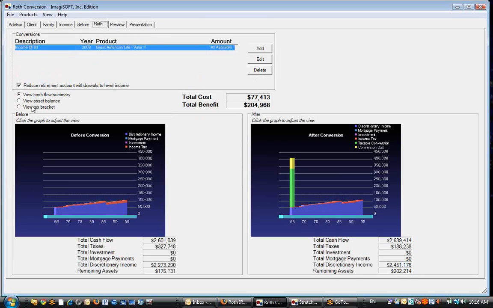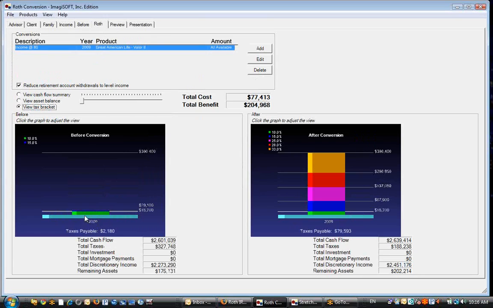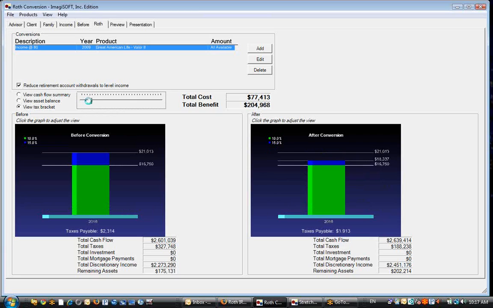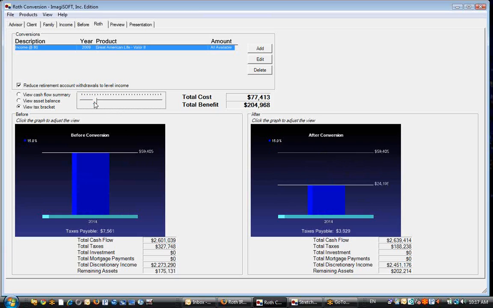And if I go in and look at the tax bracket situation, you can see he's in a 10% tax bracket. Well, a little bit of 15 right there. And we ended up taking clear up to the 33% bracket. And if you look at what we're saving, look at this. This is 15%. We're paying 33% now to save 15% later. To me, it just doesn't make any sense at all.